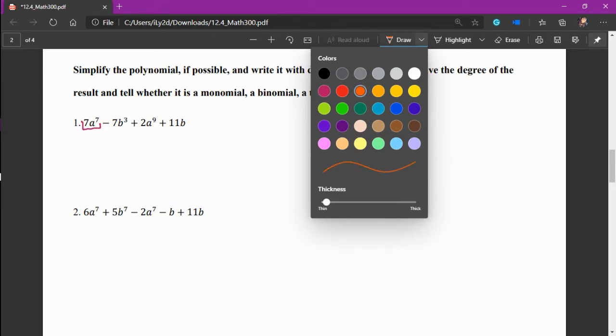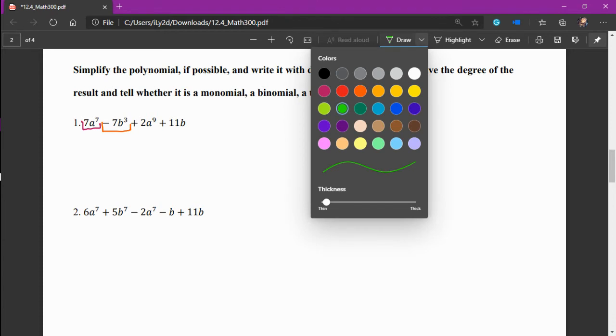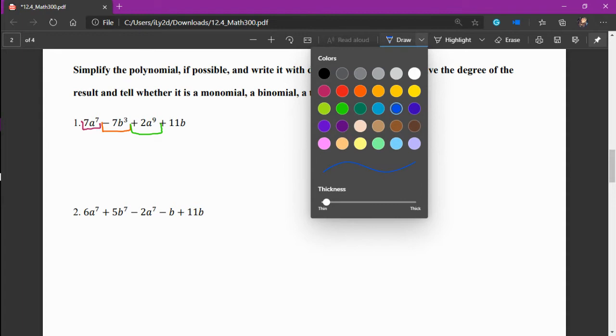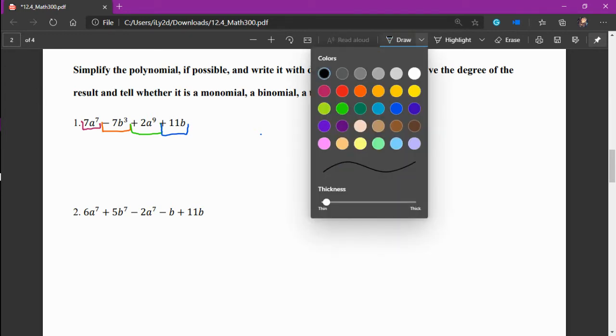Now with orange, let's do our second term. I have a negative 7b to the 3rd. What I'm concerned with, honestly, is that third power. Does anything else have a third power? Then I can look to see if it's on the same variable. Nothing else even has the same exponent of 3. So moving on, I have a positive 2a to the 9th. Nothing else has that exact same variable and exact same exponent. Moving on, I have a positive 11b, and the exponent is 1. There's not anything else that's alike. So this means that I can't combine anything, and there's nothing wrong with that, y'all. If you can't combine anything, you can't combine anything, okay?